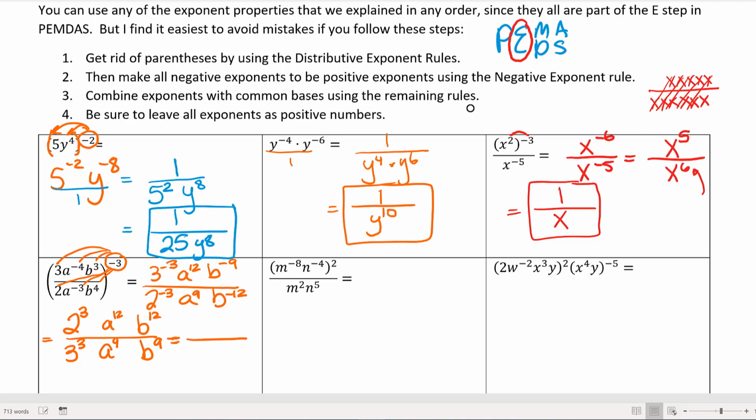Now the numbers, 2 to the 3 and 3 to the 3, those you have to work out. 2 times 2 times 2 is just 8 in the numerator. 3 times 3 is 9 times 3 is 27 in the denominator. So that's all you're going to do with the numbers, and 8 27ths doesn't reduce.